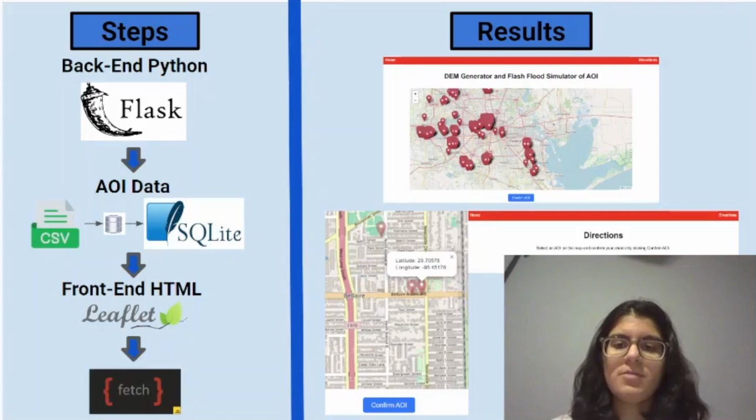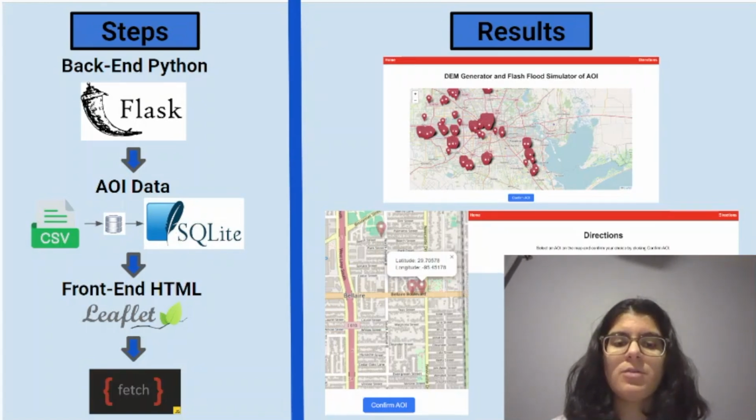In order to make this tool accessible, we made a website that allows users to select areas in Houston to simulate the flash flooding on. We used Flask for backend development in Python. The AOI points for Houston were imported via a CSV file into a SQLite database. The Flask application used SQL queries to retrieve the points from the database. Users could select and deselect points on the map. This feature was added in the front end with Leaflet.js. After confirming the points, a DEM of the selected points would appear on the website, and users could simulate flash floods on the model, which would reflect how flash floods would occur at that AOI location.